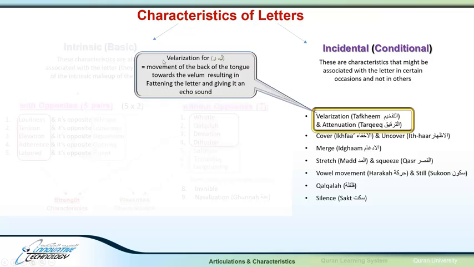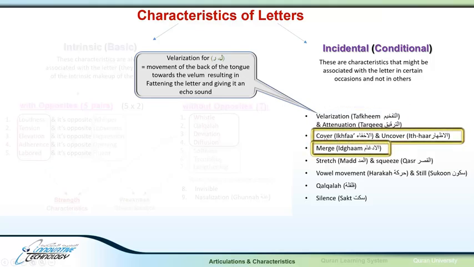Velarization means tafkhim, and that happens for two letters, the lam and ra, where we move the back of the tongue towards the velum, and hence the name velarization. When we move it up to the velum, it results in fattening of the letter and giving it an echo sound. Opposite to velarization is attenuation, tarqiq.